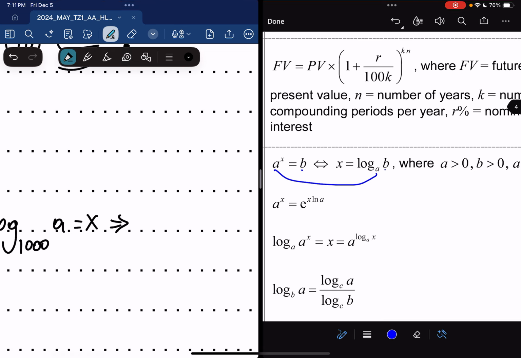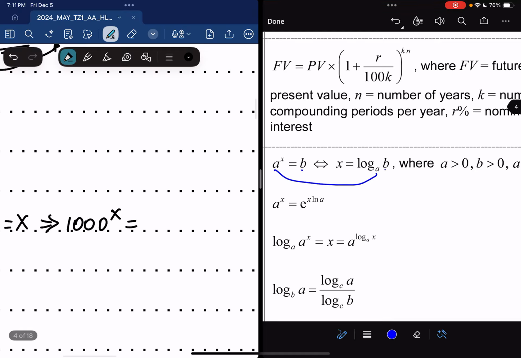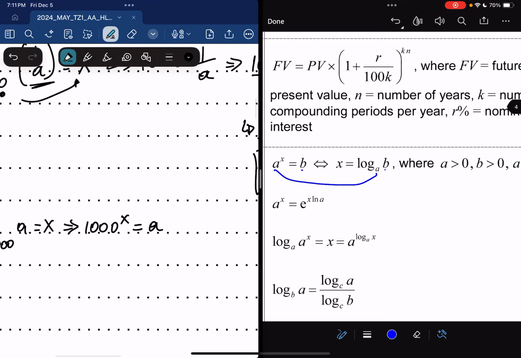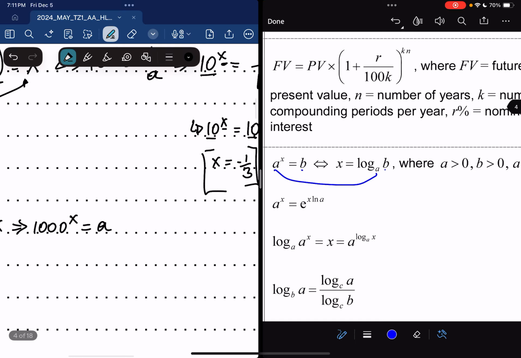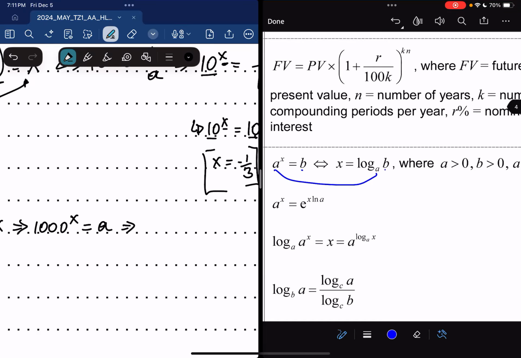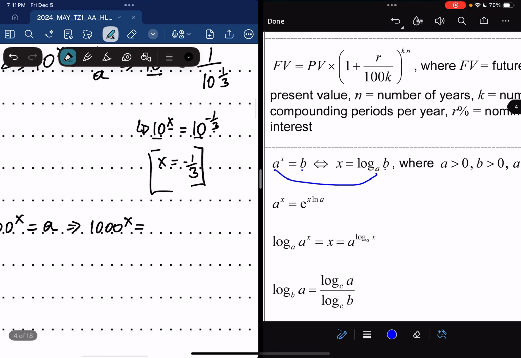Using my formula here, I have A, which is my base, 1,000, to the x is going to be equal to A. Now, remember, what is A? A is 10 to the 1/3. So I'm going to rewrite it: 1,000 to the power of x is equal to 10 to the 1/3 here.